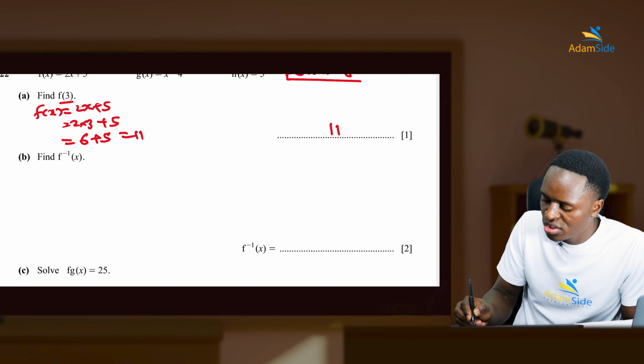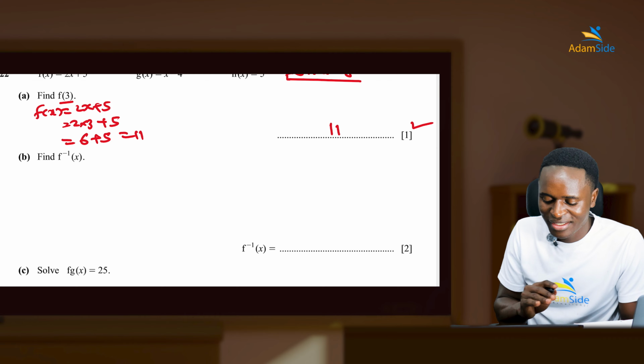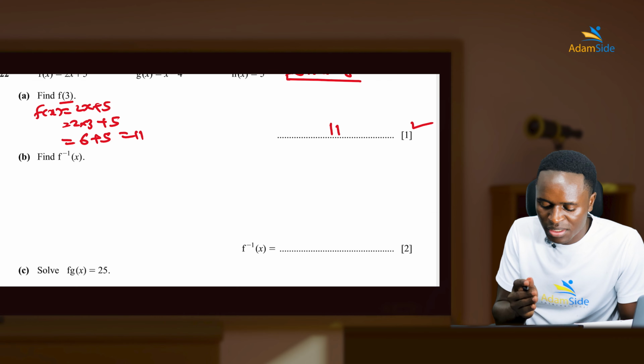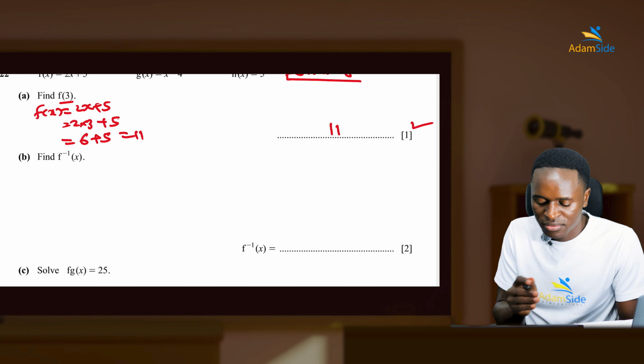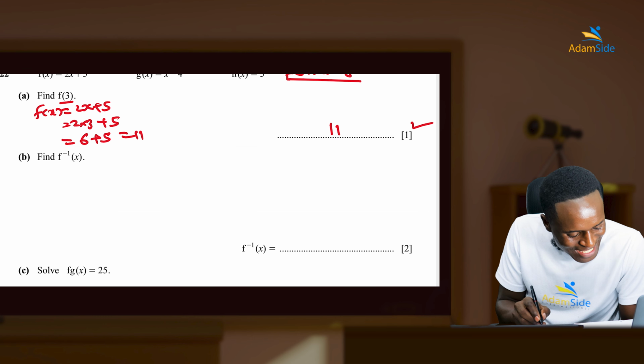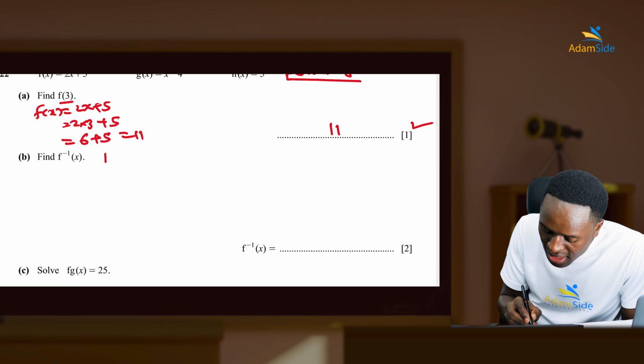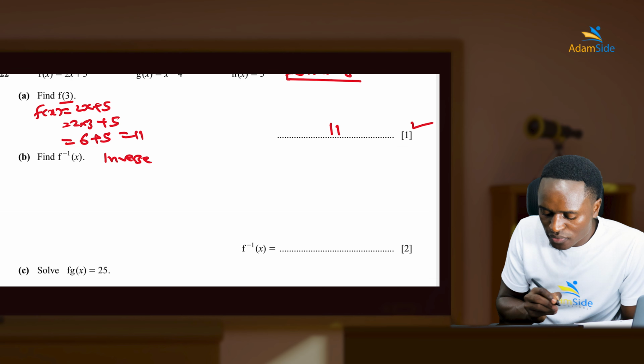11. Imagine and get the mark. So 2 times 3 plus 5. 2 times 3 is 6. 6 plus 5 is 11. Amazing. Find the inverse. So this one, they say the inverse.